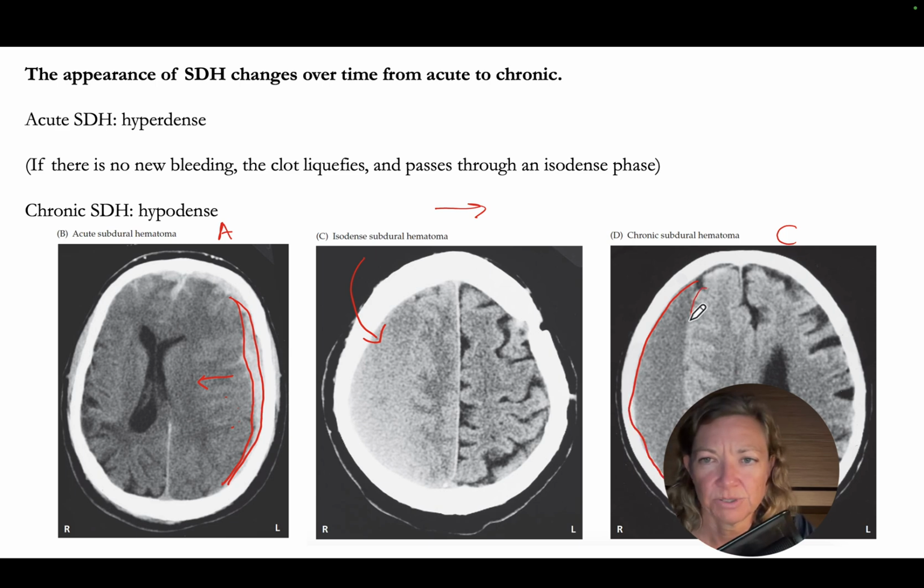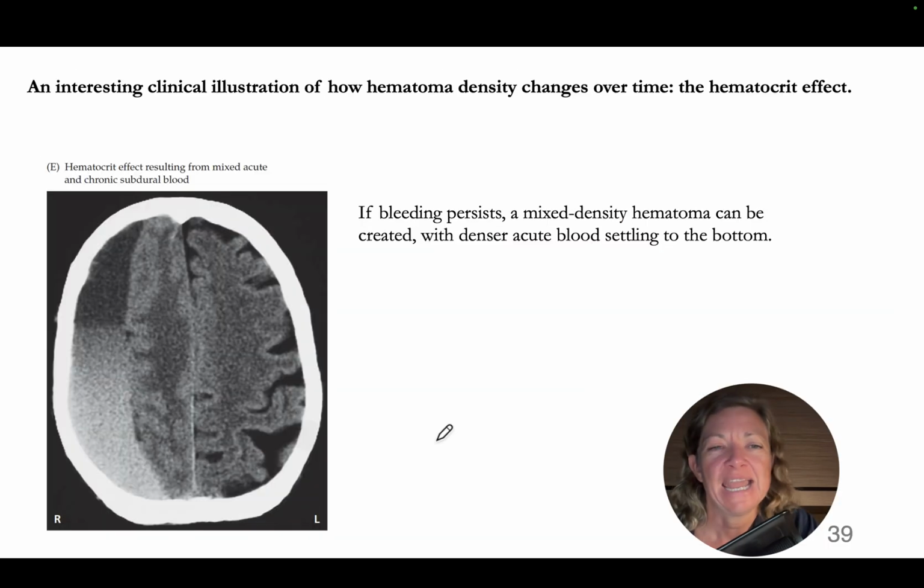Here's a large subdural hematoma. It's hypodense to the brain tissue around it. And you can see it's a subdural hematoma because it's crescent in shape and it spreads over such a huge portion of the skull. So it's not constrained by skull sutures. And this is just a little interesting clinical illustration of how hematoma density changes over time.